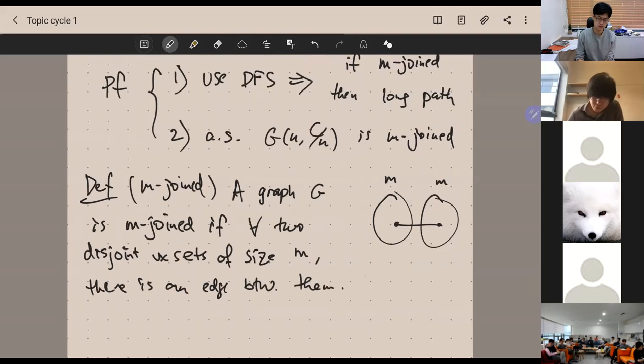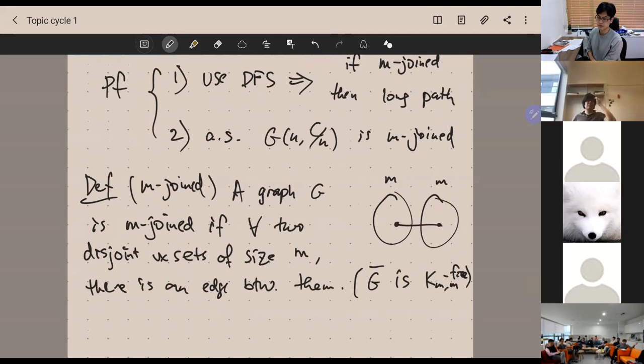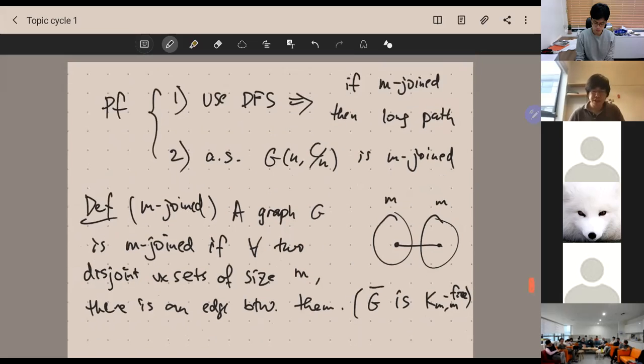So if you do a lot of extremal graph theory, then you can also say that the complement G bar is K_{M,M}-free. Right? Another way to look at it. The complement of the graph does not have a complete bipartite graph with M vertices on each side. Okay, so now we can complete the first step.